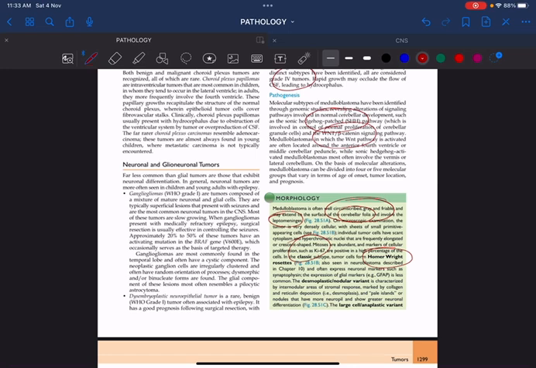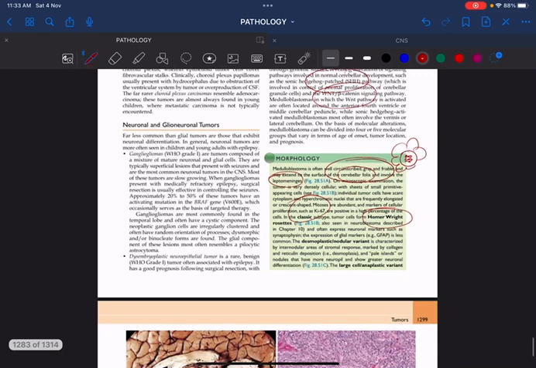What do you mean by true rosette? There will be peripheral cells like this, and the center will be empty. That is called a true rosette. Okay, sorry, I have told it wrong. Homer-Wright rosettes, they are actually pseudo rosettes. Why is it called a pseudo rosette? Because the center will usually be filled with something like neuropil. Whereas a true rosette, that is Flexner-Wintersteiner rosettes, where the center will be empty, is characteristically seen in retinoblastoma.